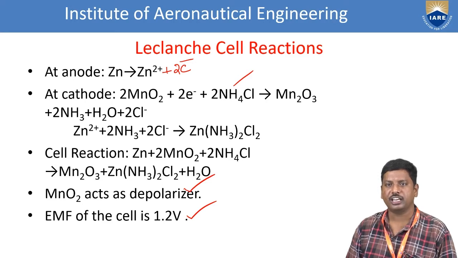So in this case, the reactant manganese dioxide acts as a depolarizer, and the electromotive force of this cell is 1.2 volts. It is very, very important that the voltage generated in the Leclanche cell should be equal to 1.2 volts.